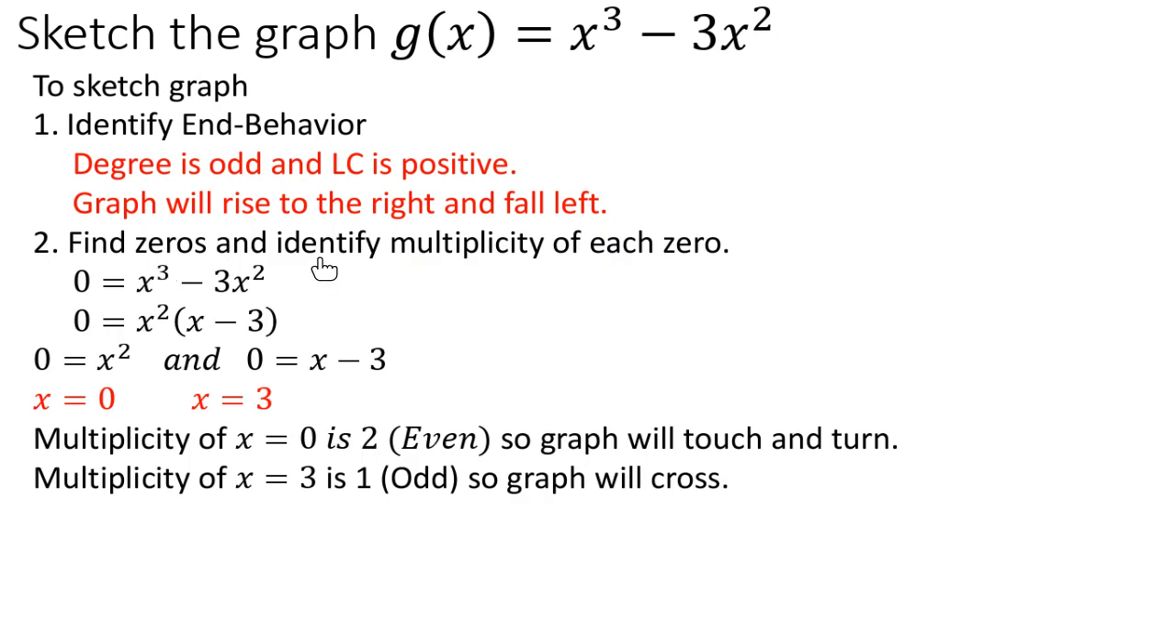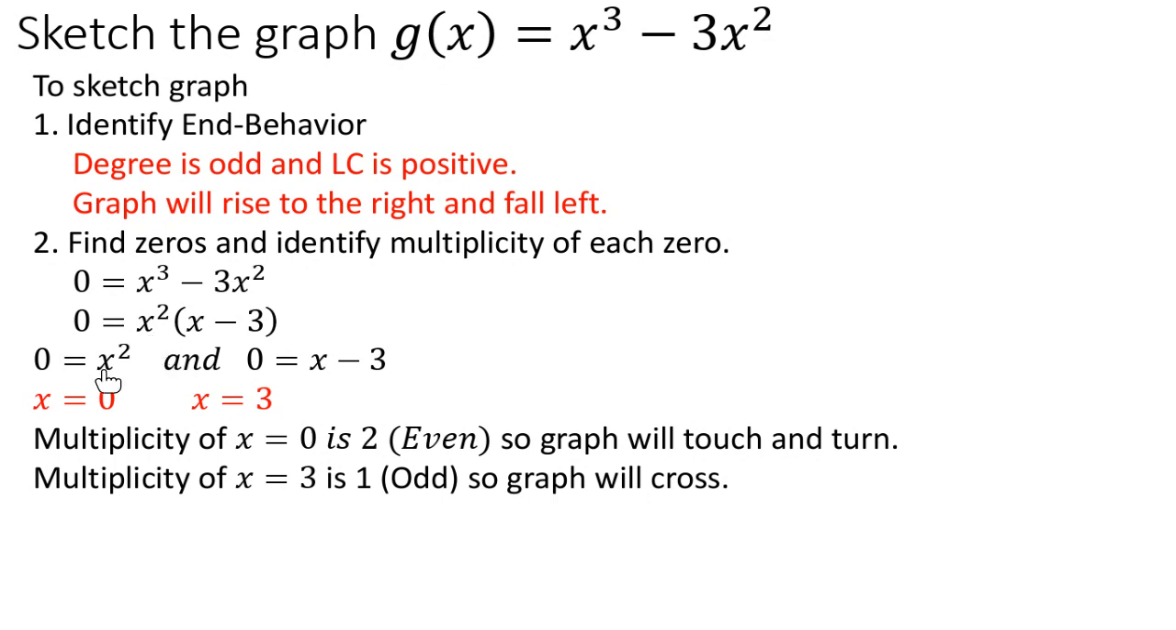Find the zeros and identify the multiplicity of each zero. So in order to find the zeros, I let g of x equal 0 here. They both have an x squared in common, so I'm going to factor out my x squared. x squared times x is x cubed. x squared times 3 is negative 3x squared.